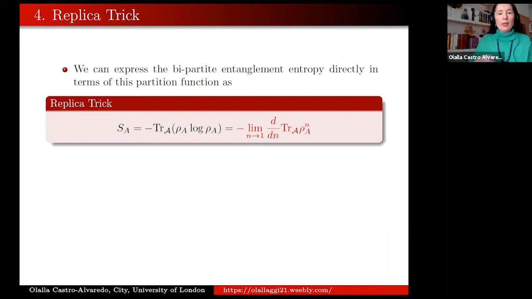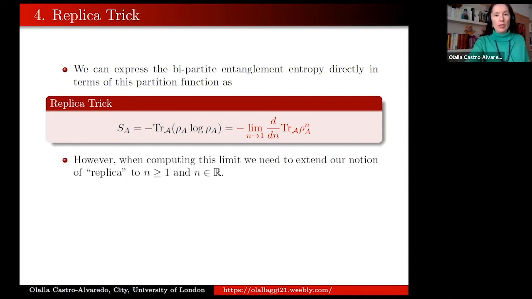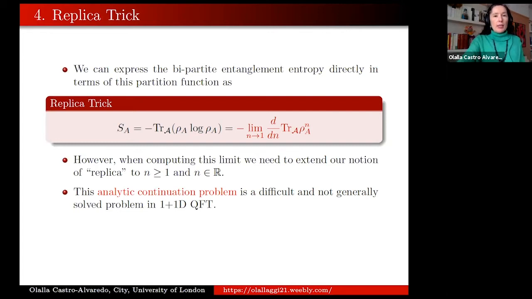So if we want to do the limit of n going to 1, we need to be able to compute these Renyi entropies also for values of n that are not integer. And if we believe this Riemann surface picture, then this is not so natural. It's a little bit difficult to imagine how you make sense of an n that is a real number rather than an integer. So that is a problem. We need to extend somehow our notion of replica to n bigger than 1 and real. And this is an analytic continuation problem.